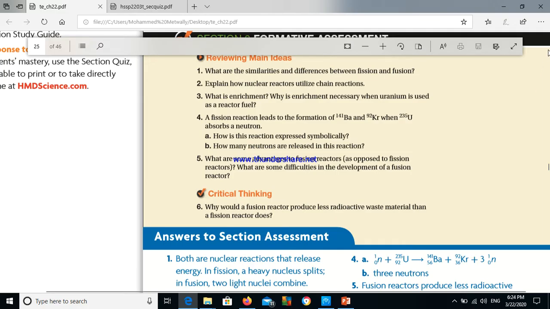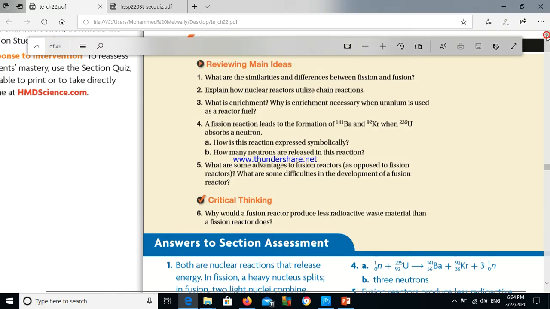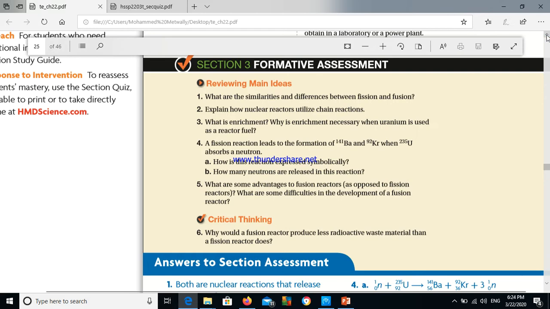Hello everyone. Section review for chapter 22, section 3, grade 12. Question number 1. What are the similarities and the differences between fission and fusion?